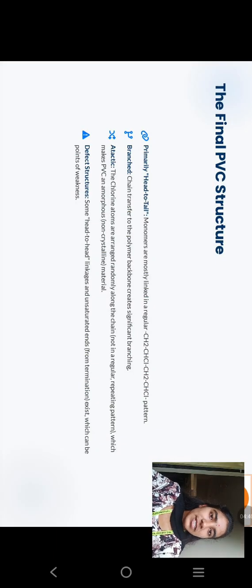The final PVC structure is primarily head to tail. Monomers are mostly linked in a regular CH2CHCl pattern. Branching of PVC structure: chain transfer to the polymer backbone creates significant branching. Atactic: the chlorine atoms are arranged randomly along the chain, not in a regular repeating pattern, which makes PVC an amorphous, non-crystalline material. Defect structures: some head-to-head linkages and unsaturated ends from termination exist, which can be points of weakness.